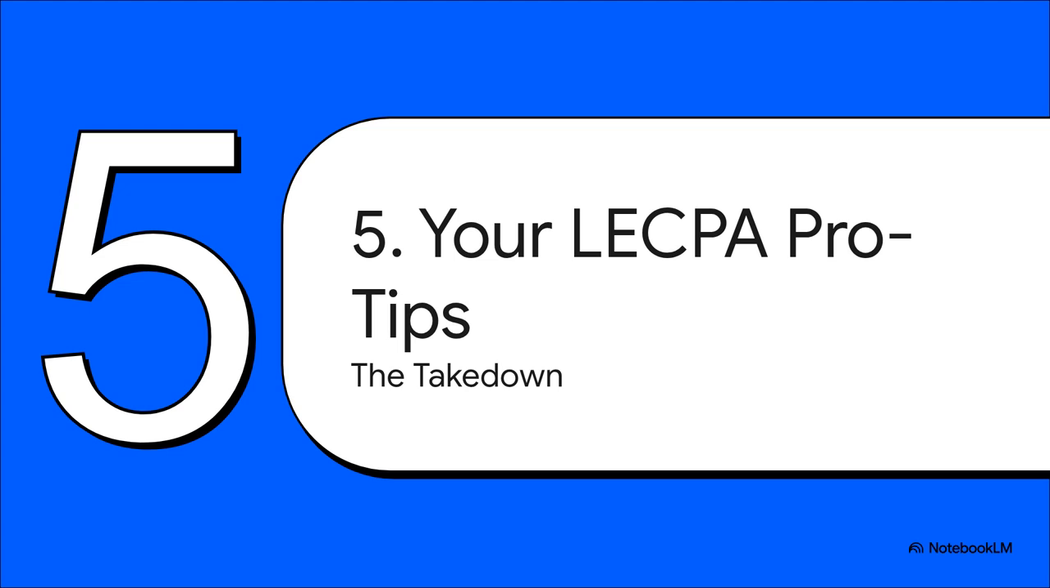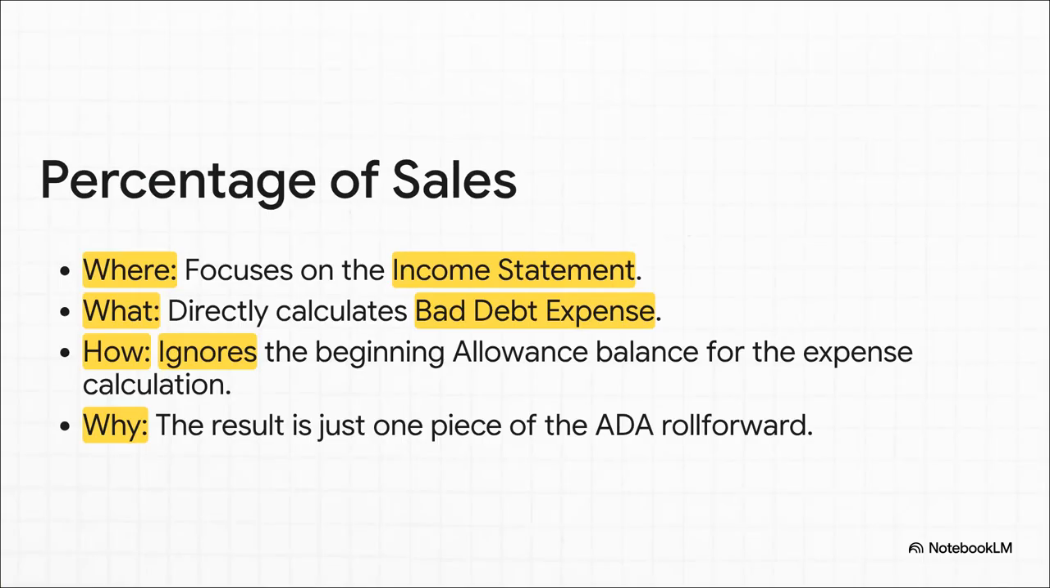All right, you get the theory. Now let's talk strategy. How do we turn this knowledge into cold hard points on the LECPA? Let's break it down. Okay, get ready to screenshot this or burn it into your memory. These are the 4 things you have to know. 1. It's an income statement method. 2. It directly calculates the bad debt expense. 3. And this is a big one. You totally ignore the beginning allowance balance when you're finding the expense. And 4. Remember that the expense you calculate is just one piece of the final allowance puzzle.